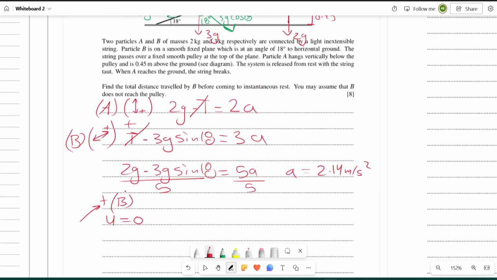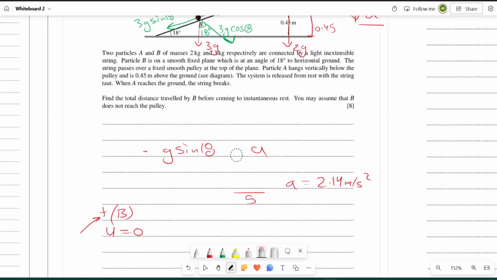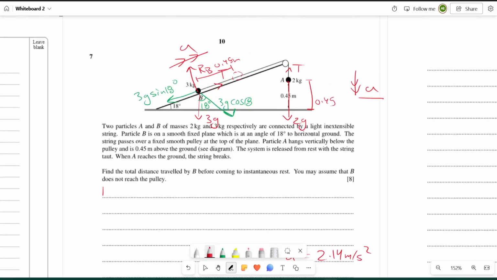So initial velocity is going to be 0. I can actually remove all of this. I don't need it, so you guys can see the diagram as well. So for B, we're using kinematics, taking up as positive. So what we have: U equals 0. We have displacement equals 0.45 meters, and it's in our positive direction.